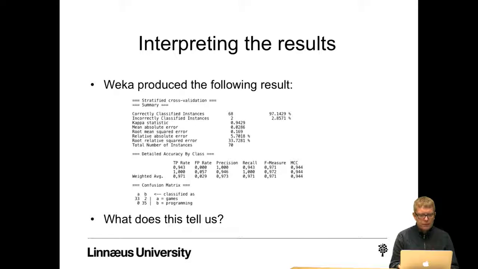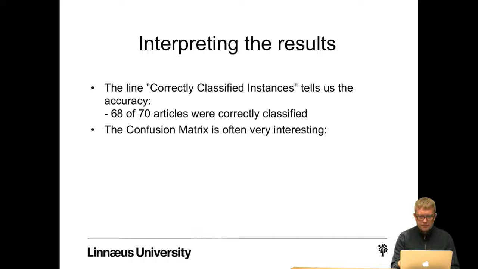We also have the other scores we talked about. We have the true positive rate, false positive rate, F measure, etc. So Weka outputs quite a lot of metrics for us, and we can choose which metrics we want to use when we present our results.